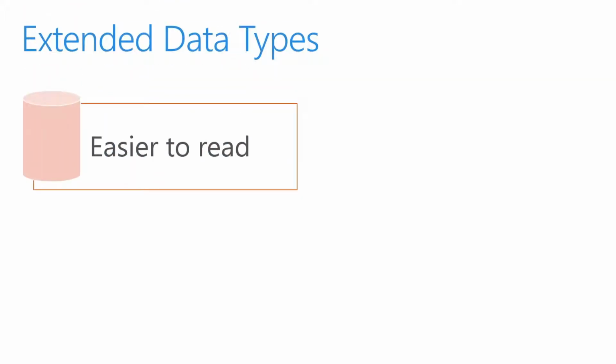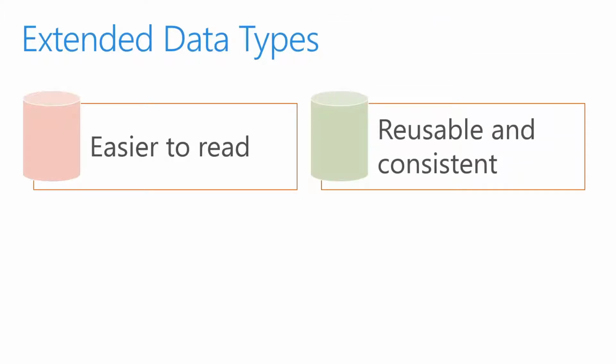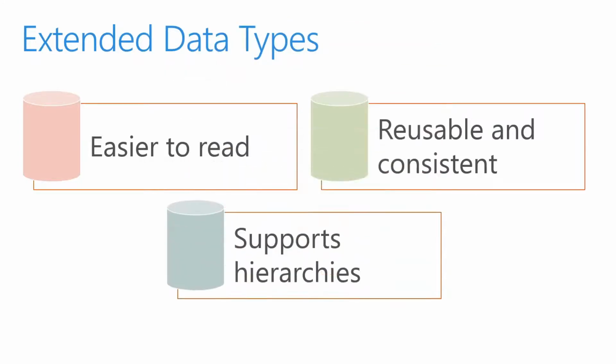There are several benefits of using extended data types. First, the code is easier to read because variables have a meaningful data type. So for example, name instead of string. Next, the properties you set for the EDT are used by all instances of that type, which reduces work and promotes consistency. And lastly, you can create hierarchies of EDTs, inheriting the properties that are appropriate from the parent and changing the other properties.